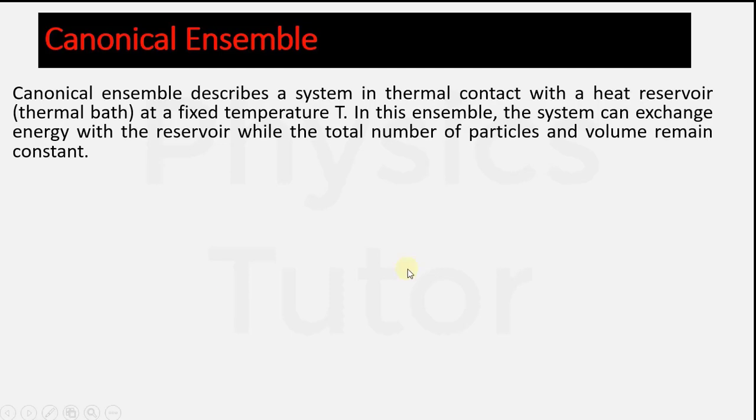In this type of ensemble, we have a system which can exchange its energy with the surrounding. This we will see in further diagram. Consider a canonical ensemble describes a system in thermal contact with a heat reservoir at a fixed temperature. In this example, the system can exchange energy with the reservoir while the total number of particles and volume remain constant. So in the canonical ensemble, we have two conditions: volume and number of particles remain the same, and temperature could be exhausted, meaning heat can be transferred to the surrounding or environment.